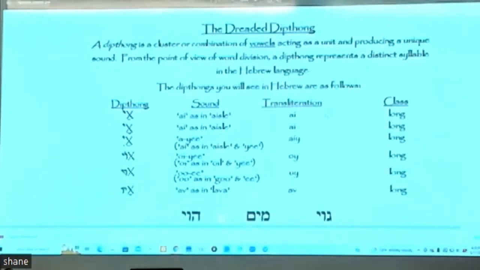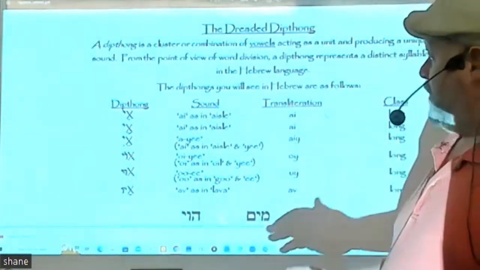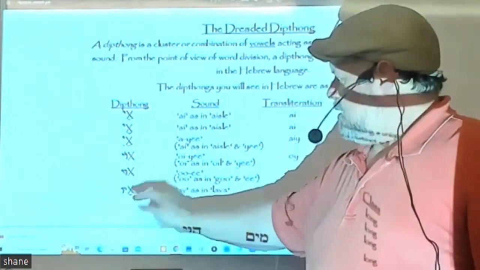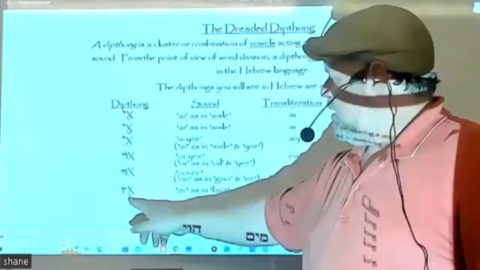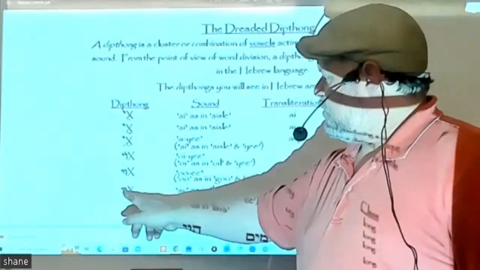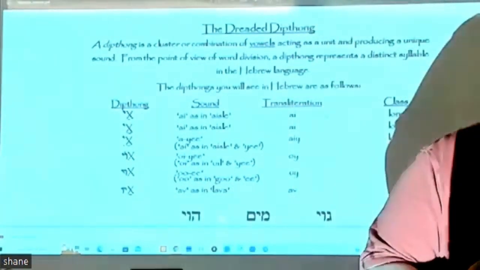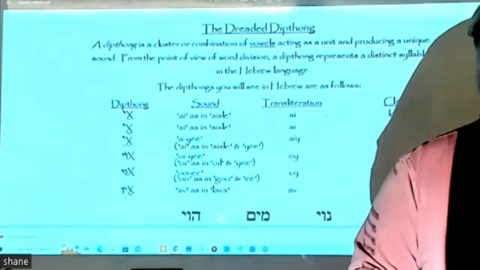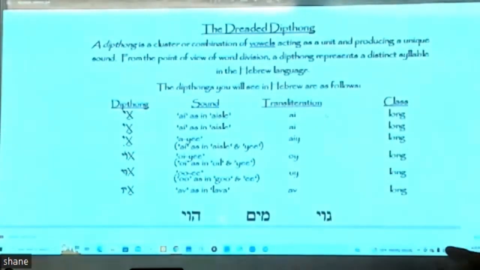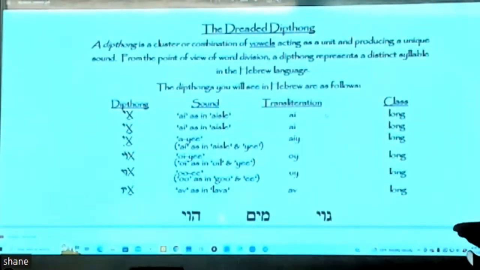Uyi. So then we also have here the one with the kamats and then the yud wa. And we know that that's going to be sounded as av, as in the word lava.